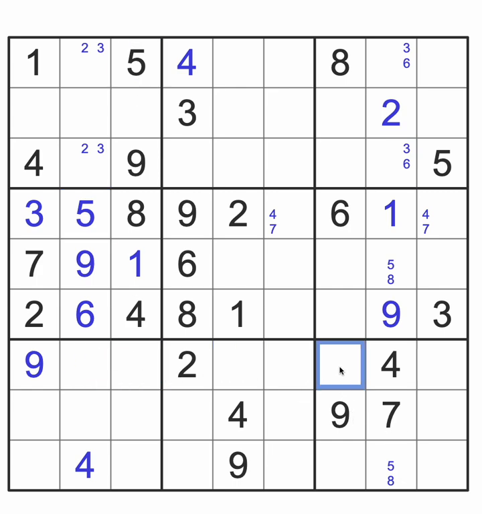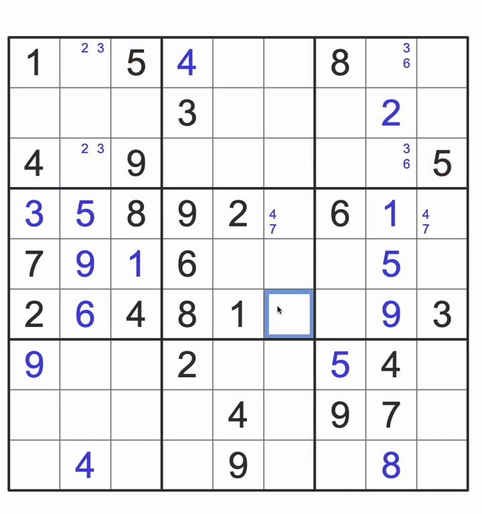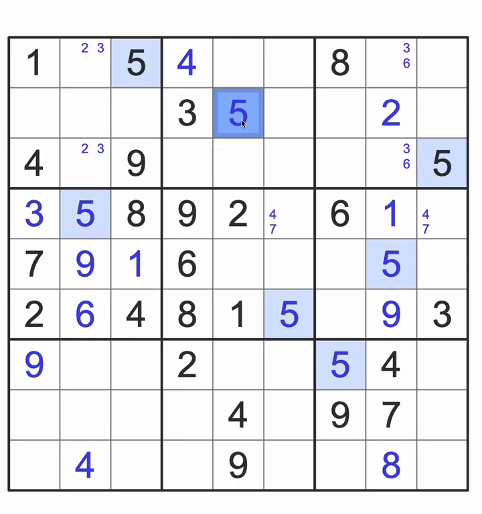This 5 blocks here. 5 and 5 block these 2 cells. So this is the only cell I can place 5. And that gives me 8 and 5. And the 5 and 5 block these, gives me 5 here. And this 5 blocks here, this 5 blocks here, 5 and 5 block these, gives me 5 here.